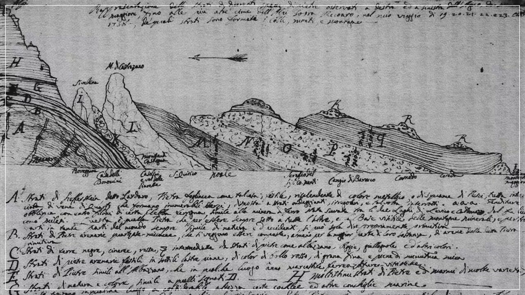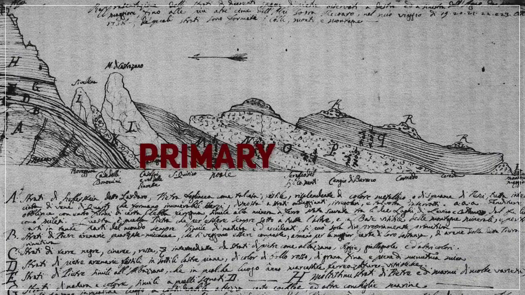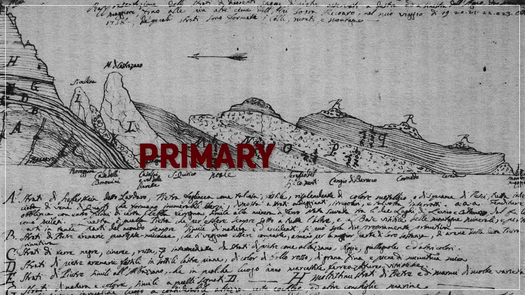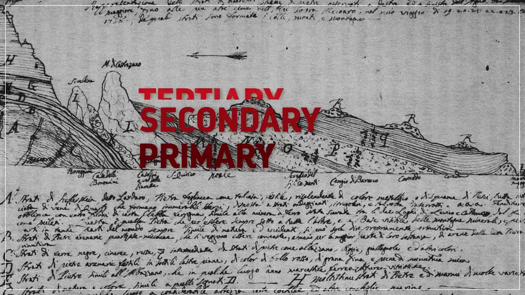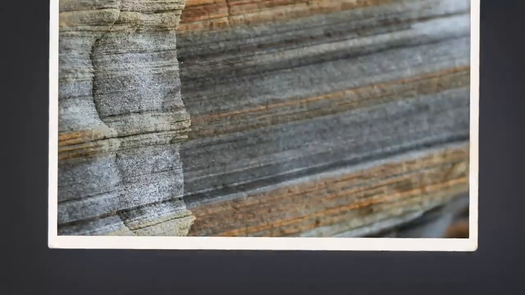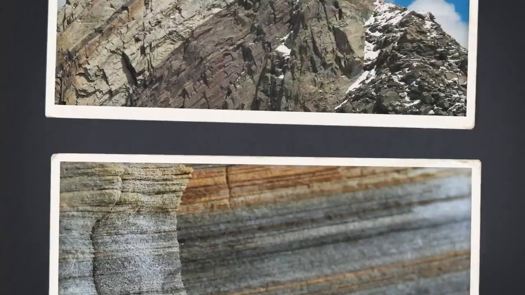Building on Steno's ideas, Italian geologist Giovanni Arduino went a step further and began naming the layers of rock. In the 1760s, Arduino studied the Italian Alps, organizing their layers based on their depth and composition. The lowest layers of metamorphic and volcanic rocks he called their primary layer. Above those were hard sedimentary rocks, which he called secondary, and the top layers of softer alluvial deposits he named tertiary and quaternary.